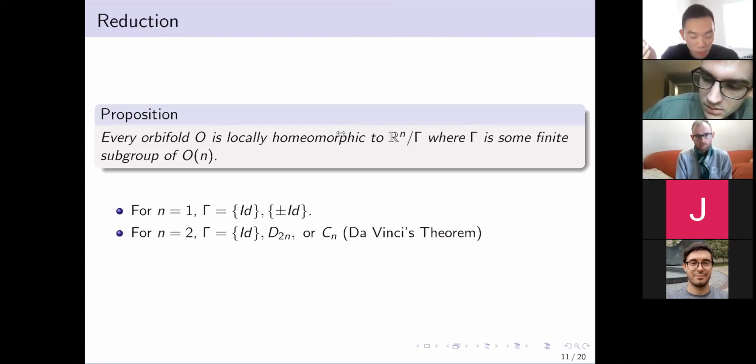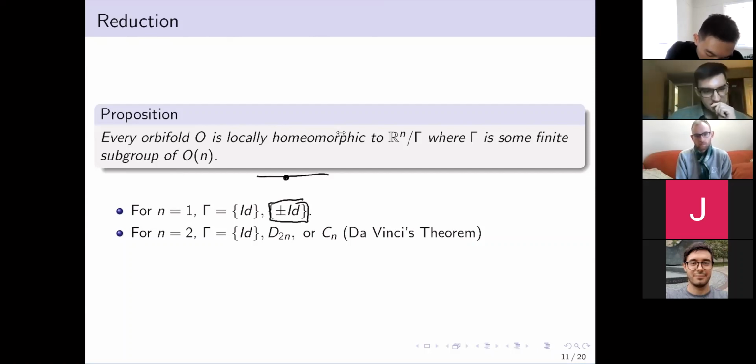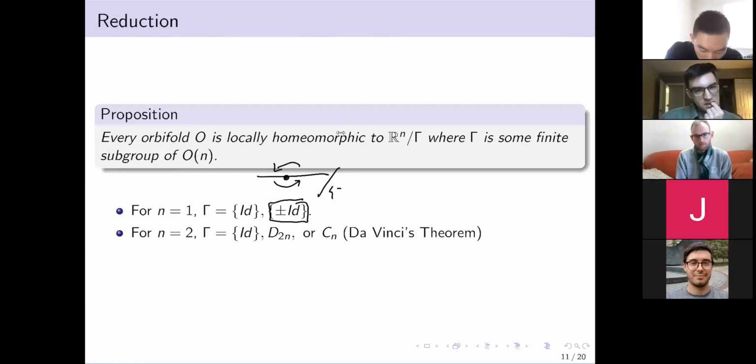The only possible finite subgroups of O_n, here O_1, are either the trivial one or the cyclic group of order 2. So for dimension 1, this is the only non-trivial one. The way it acts is that if I have a real line and the origin, this is like a reflection about the origin. If we take the quotient, this is going to be topologically like an infinite ray, like 0 to infinity.